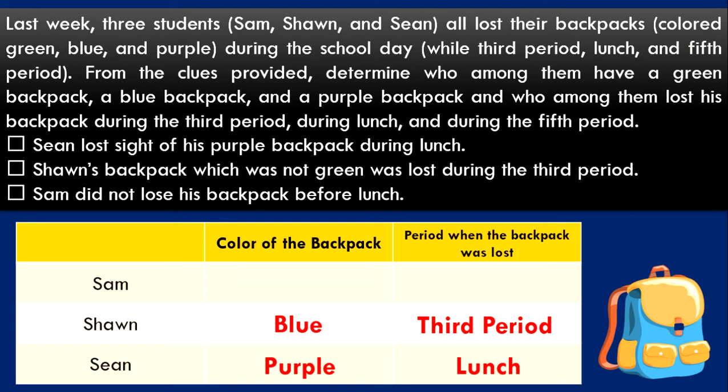If he did not lose his backpack before lunch, and the remaining period is the fifth period, so therefore we can say that he lost his backpack during the fifth period. And also, the remaining color of the backpack is green. So therefore, the lost backpack of Sam is color green.